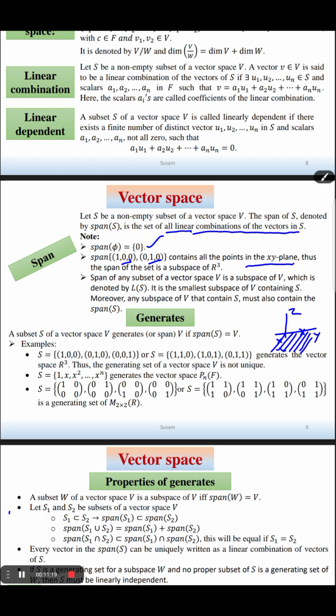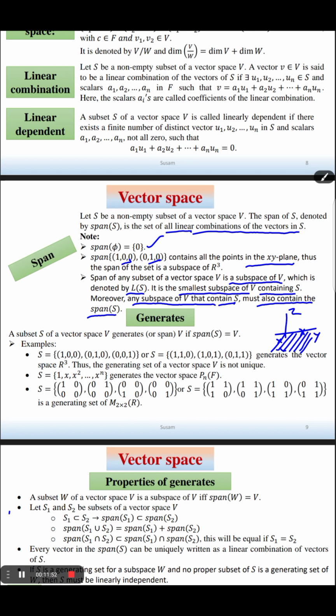Another theorem. S is a non-empty subset, as I have mentioned. It's not a subspace. But what about span S? The span of S is a subspace of the vector space V and it is denoted by L(S). Not only that, this is the smallest subspace of V containing S. Moreover, any subspace of V that contains S must also contain the span of S.